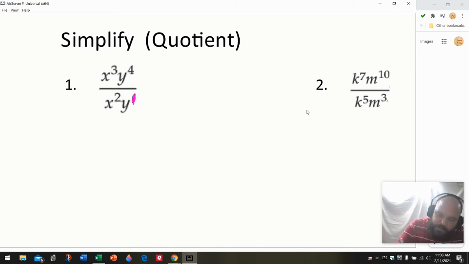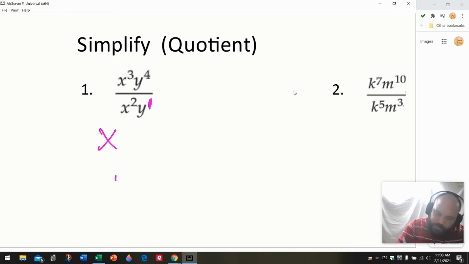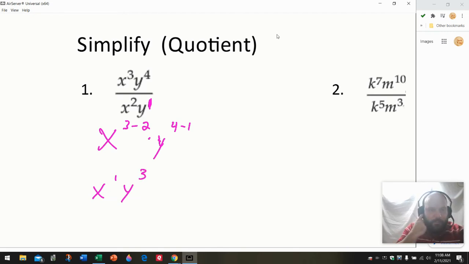Now the next thing to notice is that we are dividing. So since we are dividing, we are going to go ahead and subtract. It's going to become x to the 3 minus 2 times y to the 4 minus 1, just like that. Now 3 minus 2 is 1, so this becomes x to the first power, and then 4 minus 1 is y to the third power. And there's our final answer in most simplified form. So when you are dividing the same bases, you can subtract the numbers.